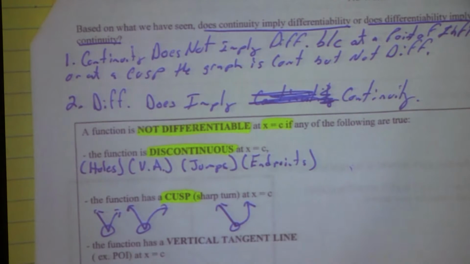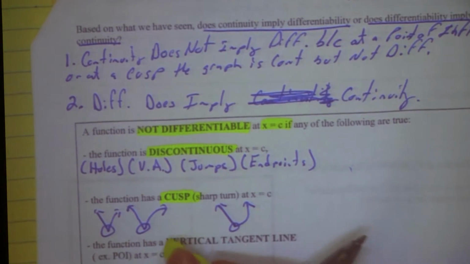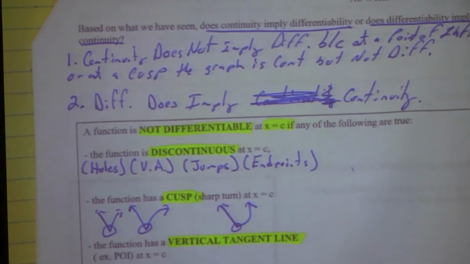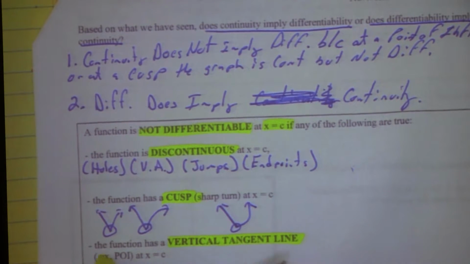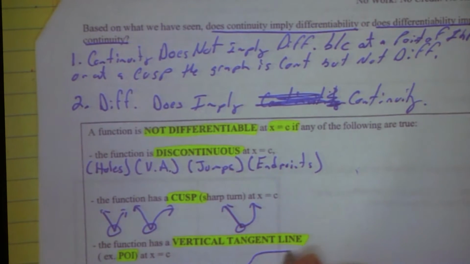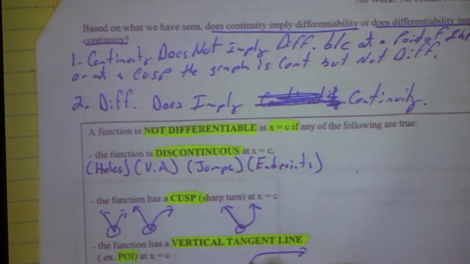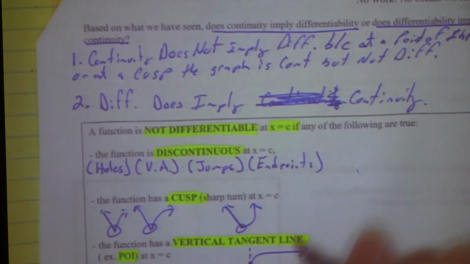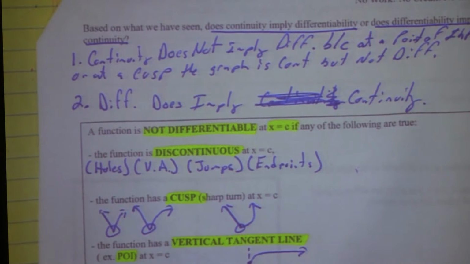Yeah? And the last place is anytime I have a what? Vertical tangent line. So some places where I have vertical tangent lines are at what? Points of inflection. Do I also have vertical tangent lines at cusps? Yes. So in general, anytime you draw a tangent line and end up with a vertical one at that particular point, you could say that it is not differentiable.